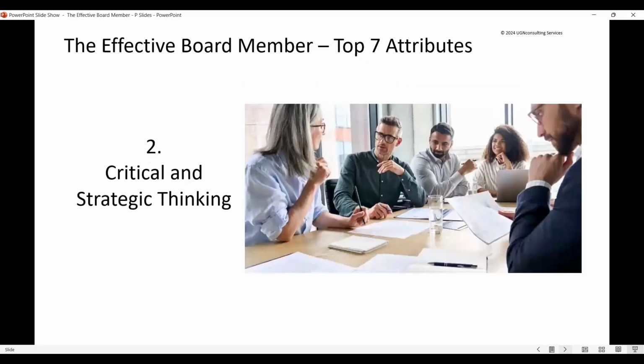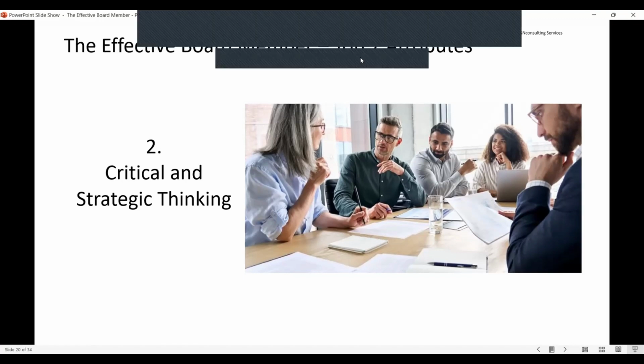Then number 2, critical and strategic thinking. Strategic thinking involves critical thinking, but for emphasis, we are emphasizing critical and strategic thinking. Without this, you might not be able to make much impact. The board will not be able to go far, because like we said, the major key function of the board is strategy. So you must be a strategic thinker, and you must be able to critically analyze.